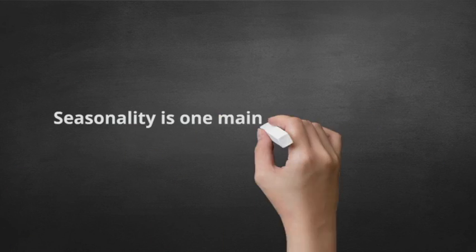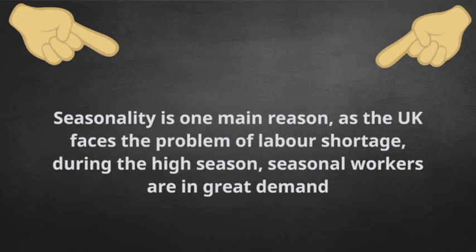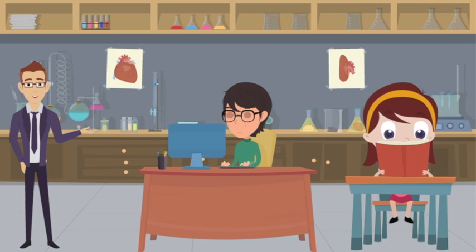There are several pull factors attracting European nationals to migrate to the UK. Seasonality is one of the main reasons. As the UK faces the problem of labour shortage during the high season, seasonal workers are in great demand. Immigration reform: while facing challenges and changes to the immigrant policies, the hospitality industry found employment solutions oftentimes through immigrants. The immigrants also have the opportunity to learn or improve their English language skills.